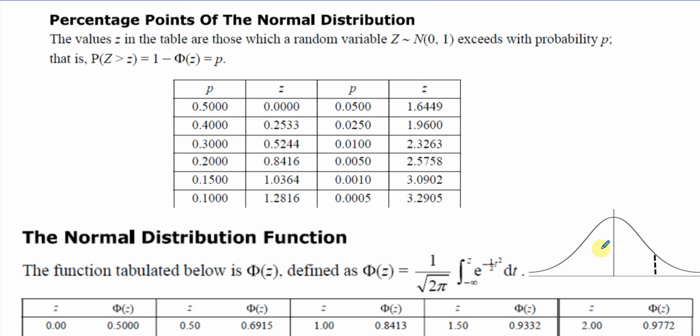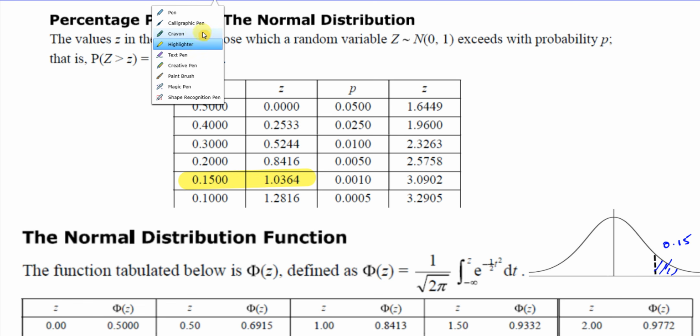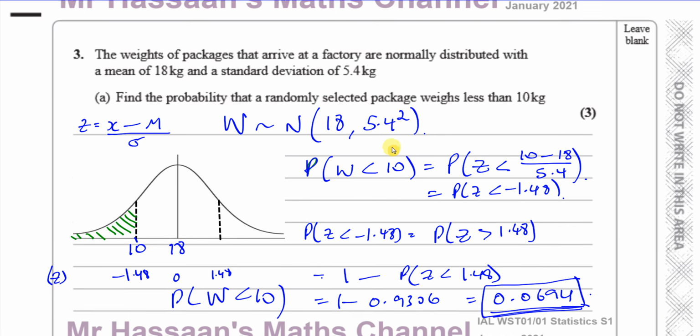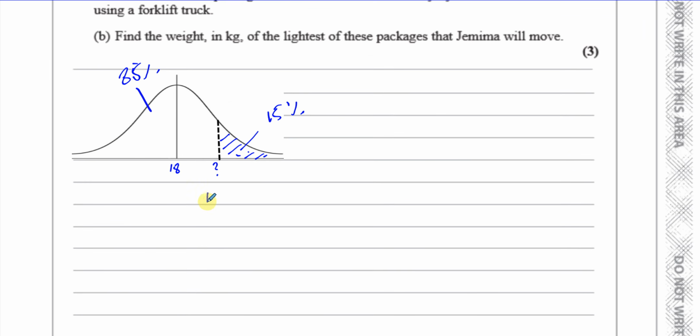So I want to find the z value such that there's 15% to the right of it, which is 0.15. So I have to look to see, is 0.15 in my values for probability? And it is. It's right here. Okay, this is the value that I'm looking for, 0.15. So I know that the z value, such that 15% of the data to the right of it, is 1.0364. Over here, this value of z is 1.0364. That's the z value, but I want to find what the actual value is.